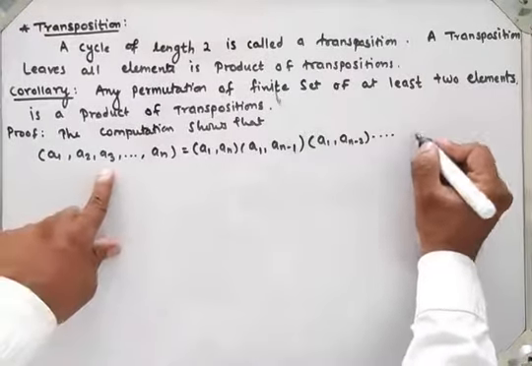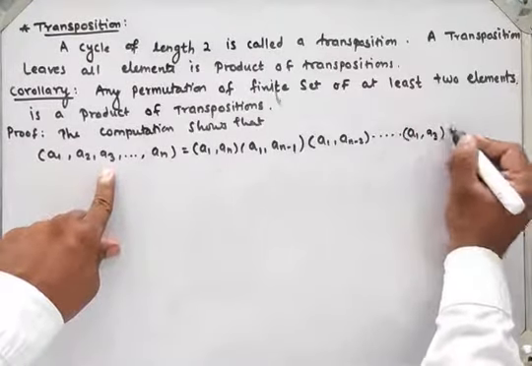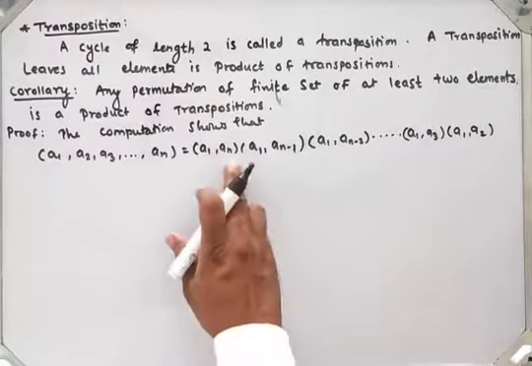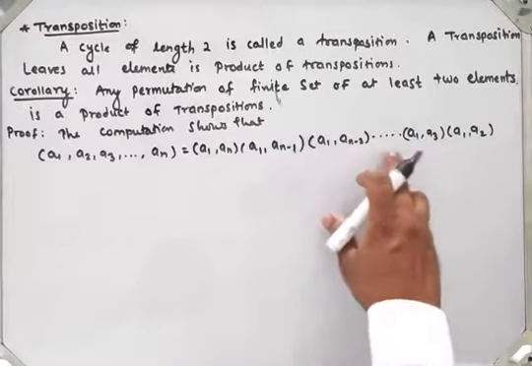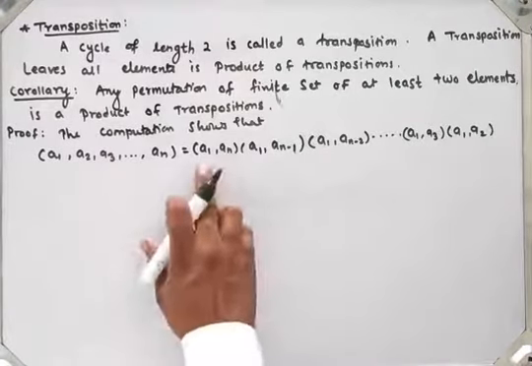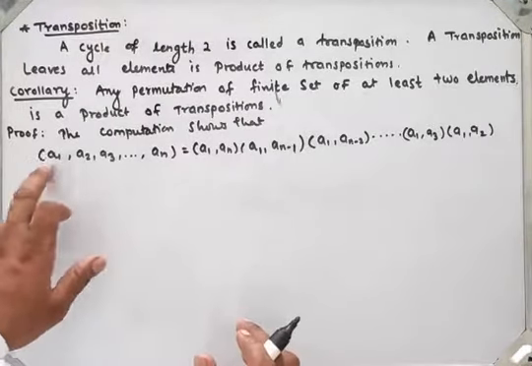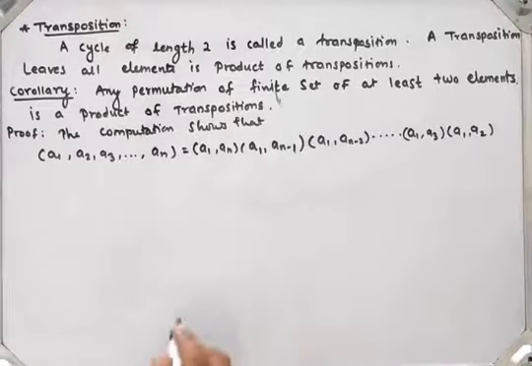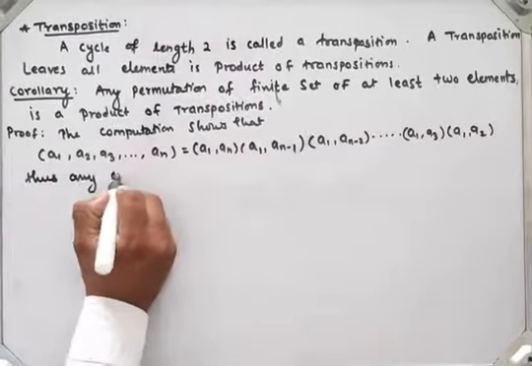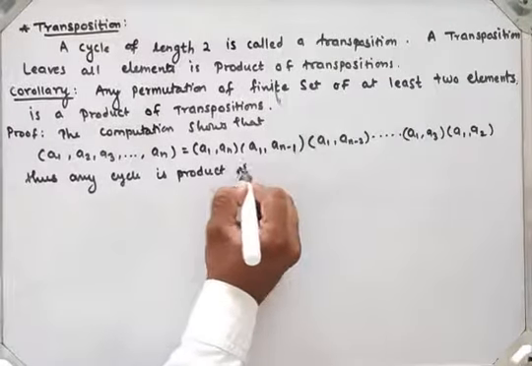Last, what will we get? (a1 a3), (a1 a2). These are transpositions. So this can be written as (a1 an)(a1 an minus 1)(a1 an minus 2) up to so on (a1 a3)(a1 a2). So this is the product of transpositions. So thus any cycle is a product of transpositions.